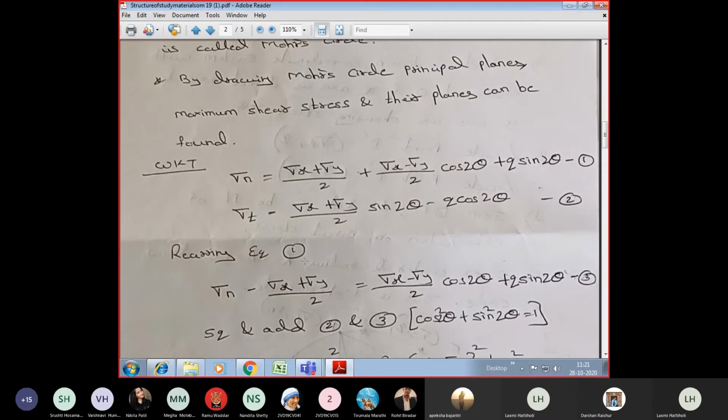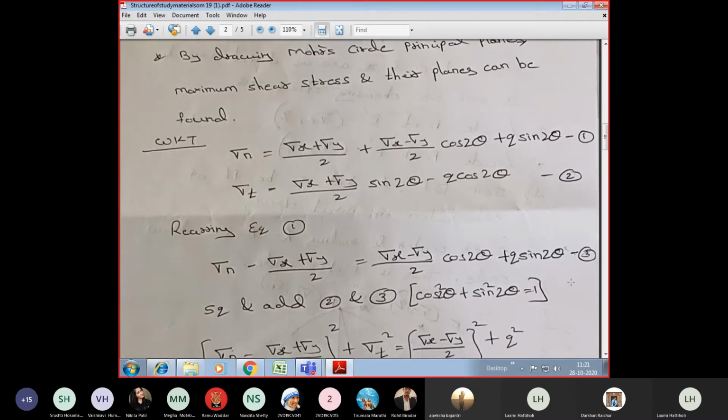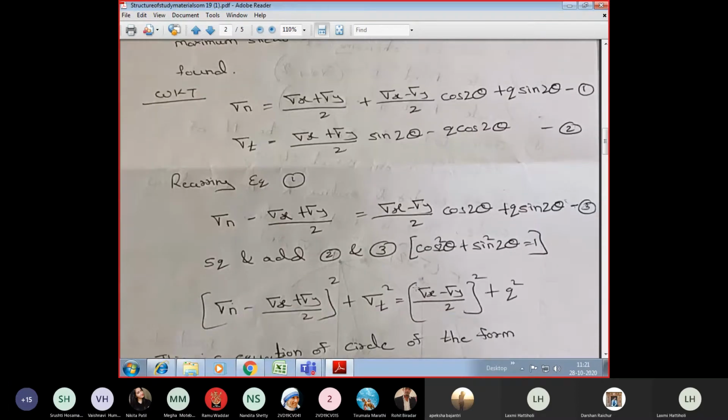Rearranging equation 1, simply rearrange it, LHS and RHS. What I've done here is take the first quantity, sigma x plus sigma y by 2, in equation 1 to the LHS side. That is, sigma n minus sigma x plus sigma y by 2 is equal to the same quantity. I'll call this equation 3. Now, after getting equation 3, I'll simply square and add equations 2 and 3.